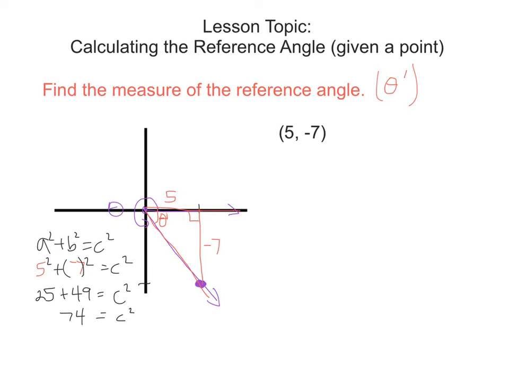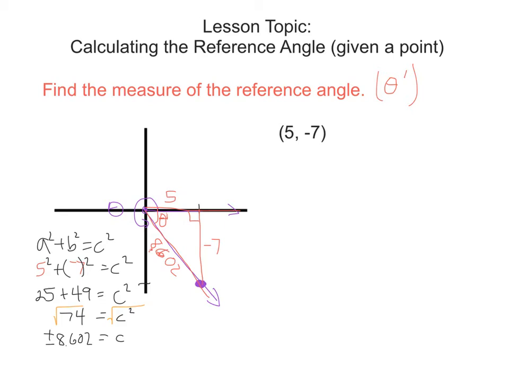And we square root both sides, and we find out that c is positive or negative 8.602. We know the length of the hypotenuse is going to be positive, so we can go ahead and put 8.602 in here.